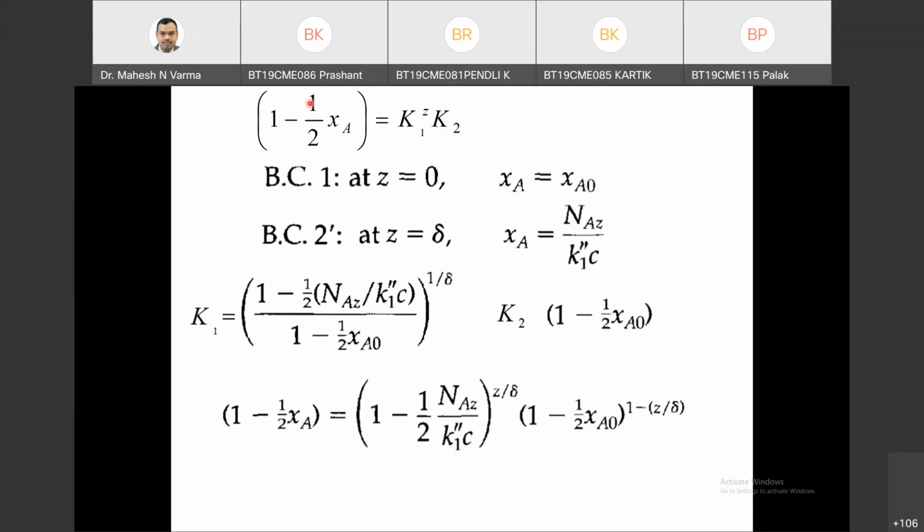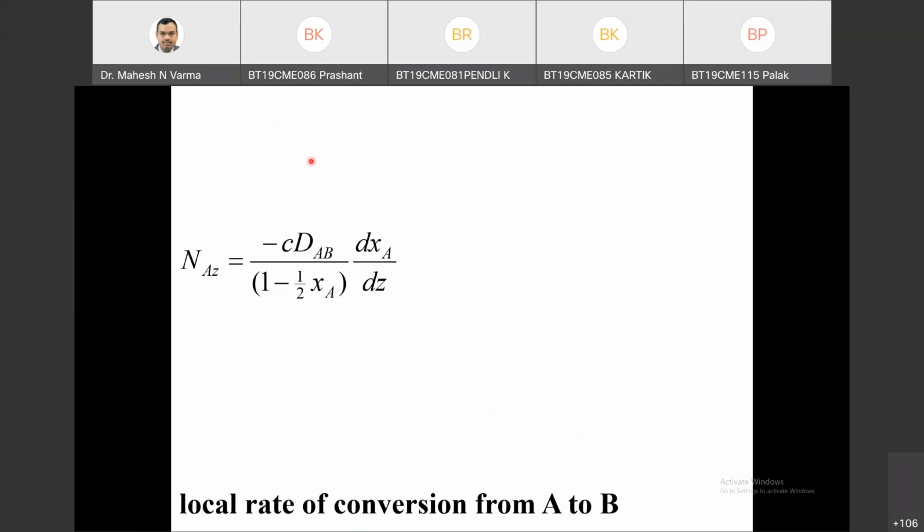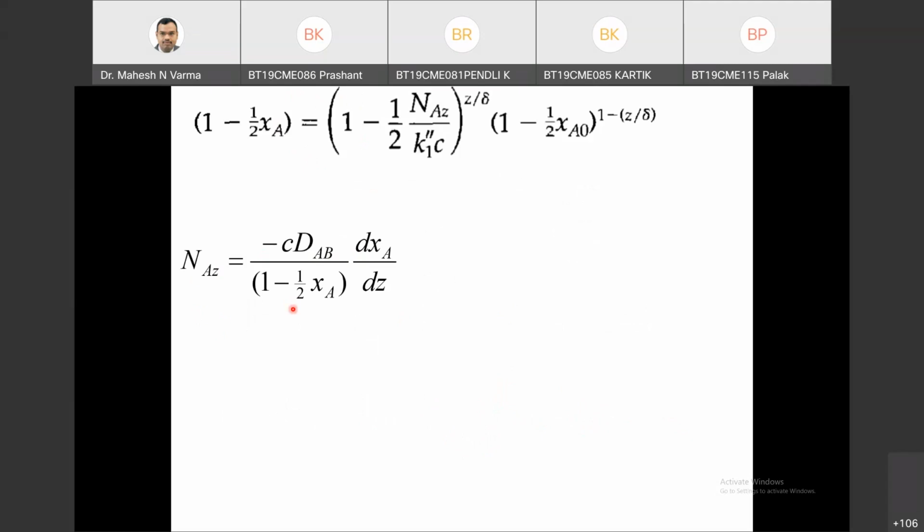So after substituting this K1 and K2, this will be my concentration profile. So 1 minus half X_A equals 1 upon 1 minus half N_Az divided by K1 double dash C raised to Z divided by delta, 1 minus half X_A0, 1 minus delta. Now you can get a flux profile. Flux can be correlated with this. Again, same thing. This is flux. Flux is the same.